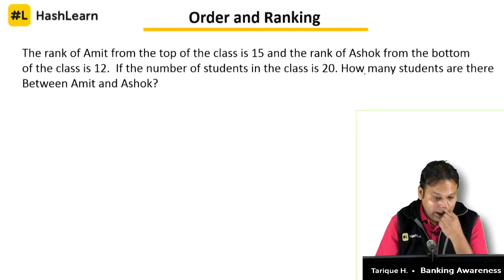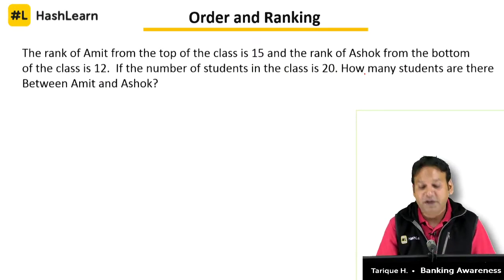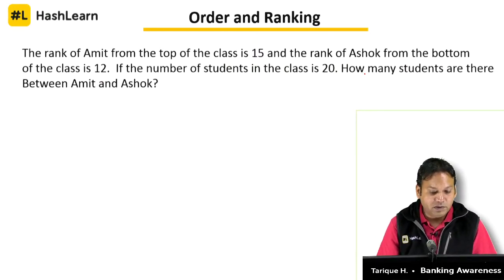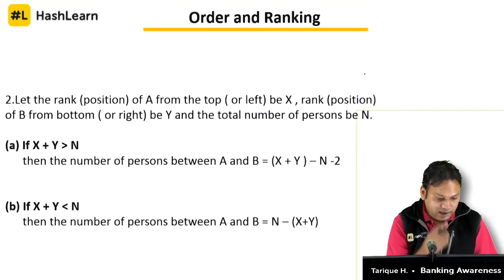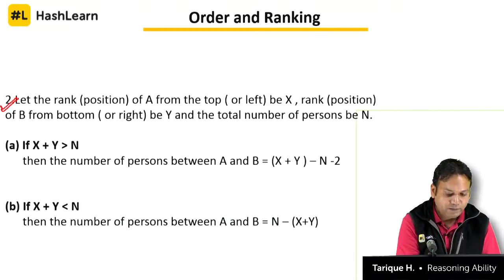Let's see here. The rank of Amit from the top of the class is 15 and the rank of Ashok from the bottom is 12. If the number of students in the class is 20, how many students are there between Amit and Ashok? Let's see here. So what we'll do here is we'll understand two scenarios. Just now I have discussed with you.